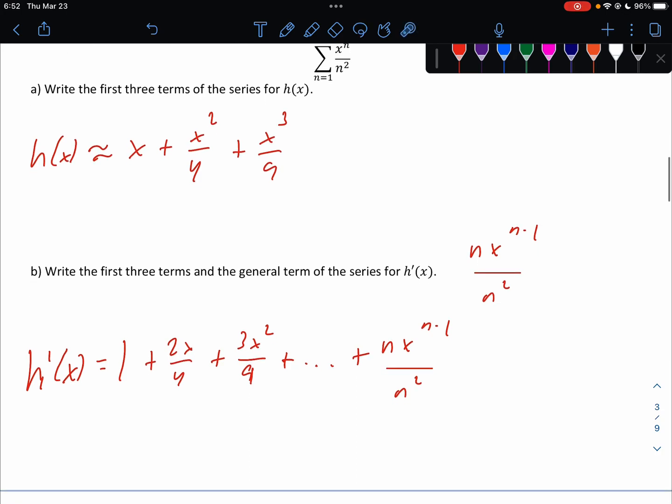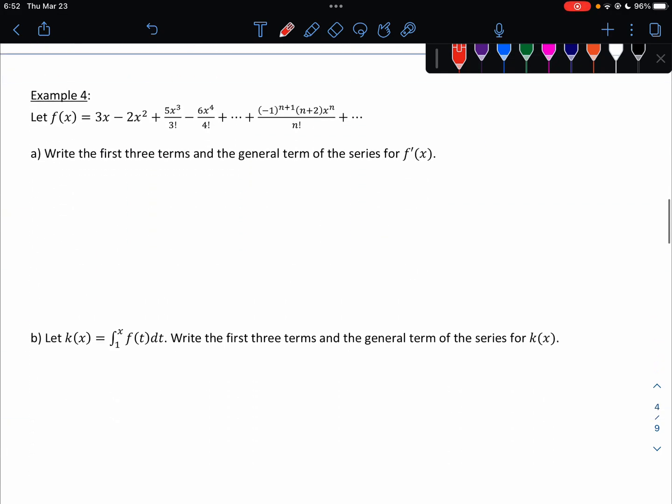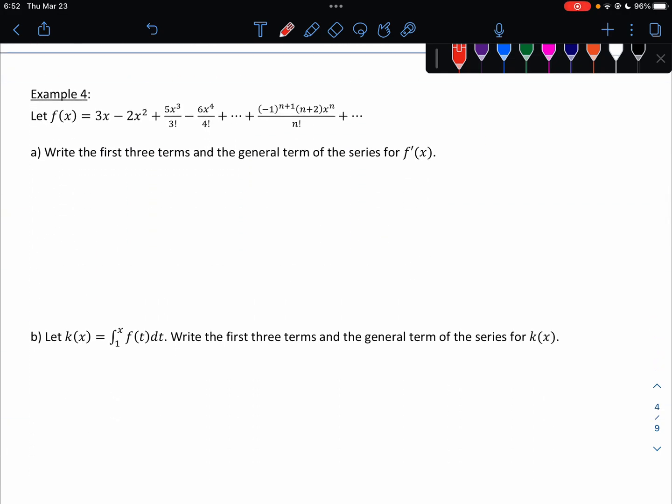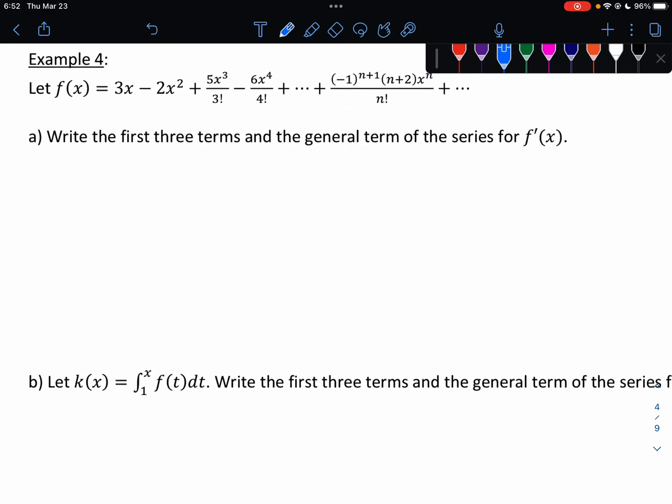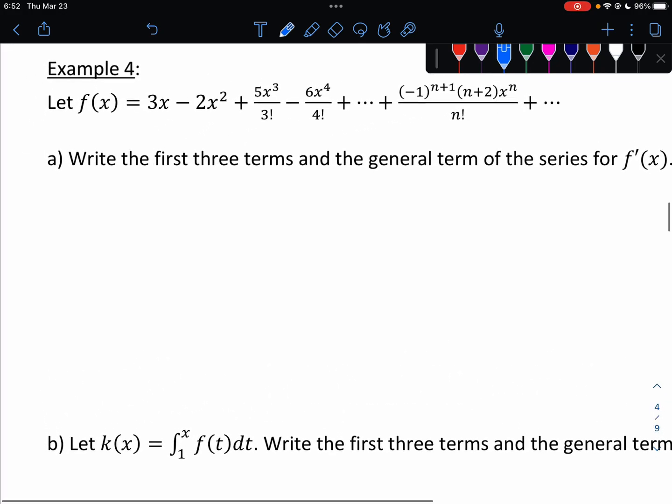Like I said, we could definitely simplify these a little bit if we want to, but for right now, this is good enough for what we need to do here. All right, number 4, let f of x equal this series here. Write the first three terms and a general term for f prime. Okay, so again, we can just simply go right to the terms and take their derivative.